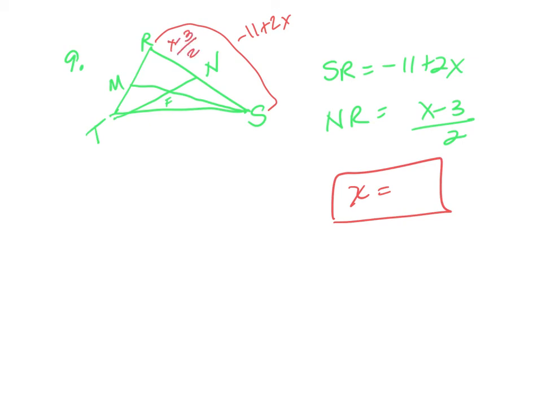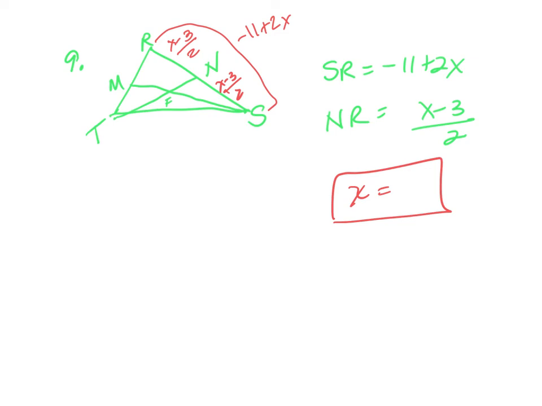Well, if NR is x minus 3 divided by 2, what is NS? NS is going to be x minus 3 divided by 2. So it would be x minus 3 over 2 plus that again equals negative 11 plus 2x? Yes. Now, you can do plus or you can do times 2, because x minus 3 over 2 plus x minus 3 over 2 is the same as x minus 3 over 2 times 2. I like to multiply by 2 because it's going to be easier.